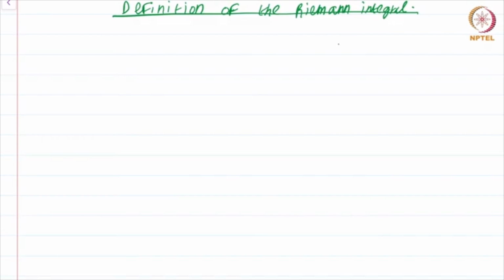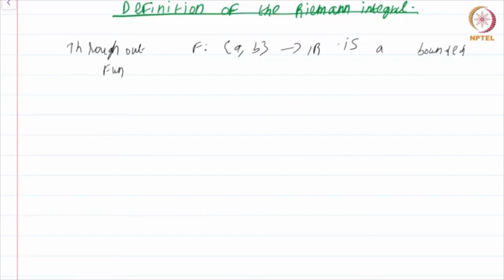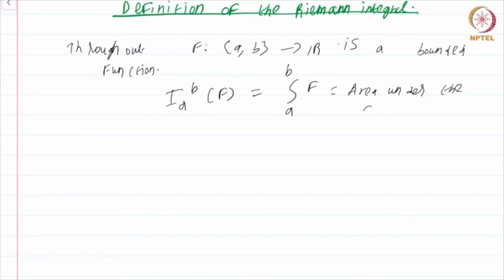So throughout, f from the closed interval [a,b] to R is a bounded function. Our objective is to assign a meaning to this I_a^b(f), or in more common notation, the integral from a to b of f. This is supposed to be the area under the graph, the signed area to be precise.